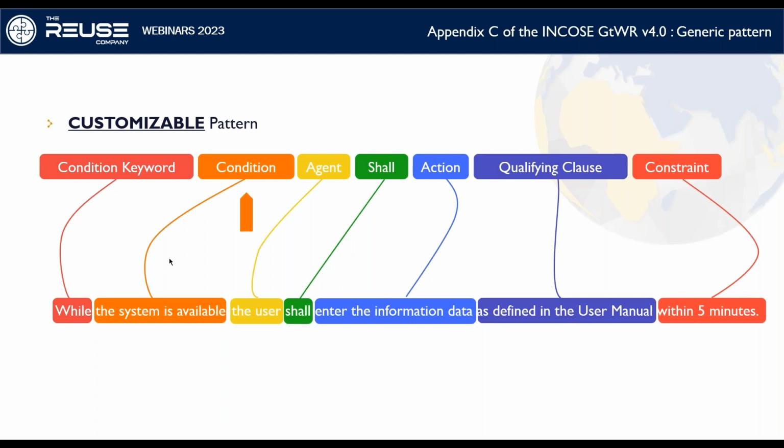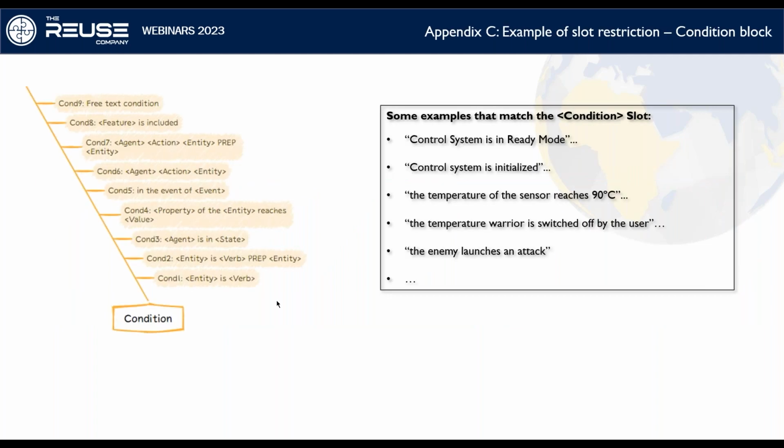So if we focus on the condition slot, then you see that we have different ways to structure the requirement condition. So different structures are enabled by this Appendix C pattern. We have some examples here. Control system is in ready mode. So the agent would be the control system, and the state would be the ready mode. Here, control system is initialized. Temperature of the sensor reaches a value, being 90, and the unit.